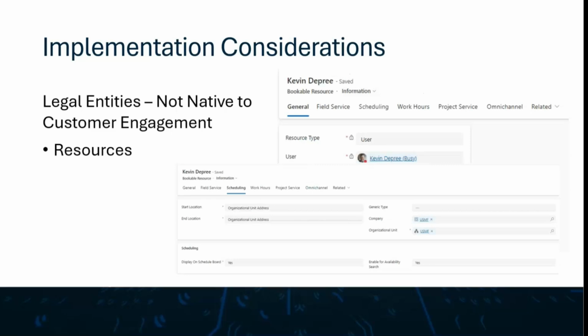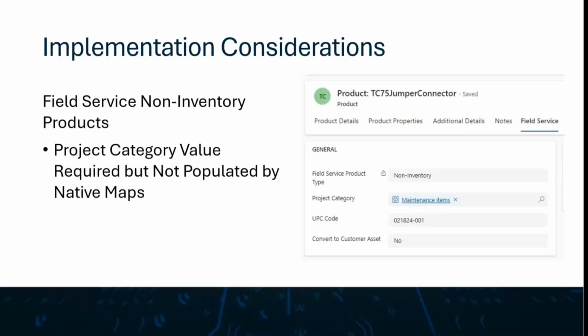And then resources is also something to consider, and that's kind of the final thing to consider as far as legal entities, because resources, once again, also are company specific. So you can see this bookable resource that might be used in project operations or field service. There is a company field there. So if you have the same resource that operates in multiple companies, once again, naming convention or something like that to handle that. And we can give you some advice on how to handle those things.